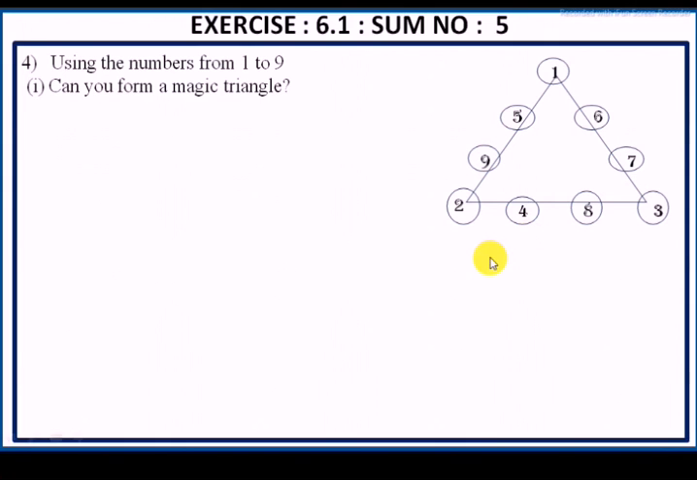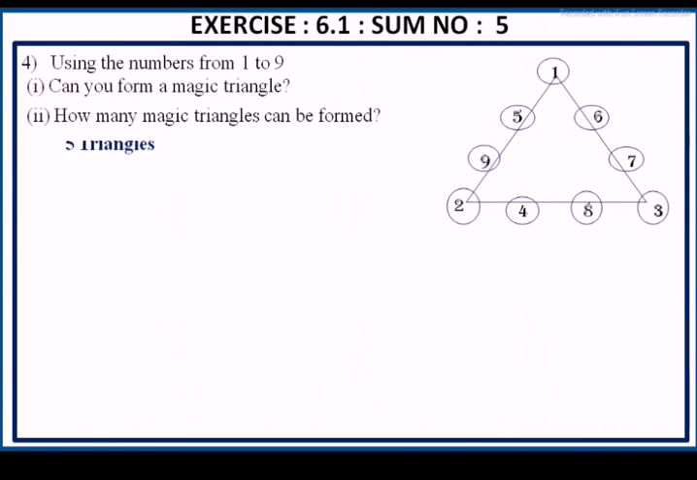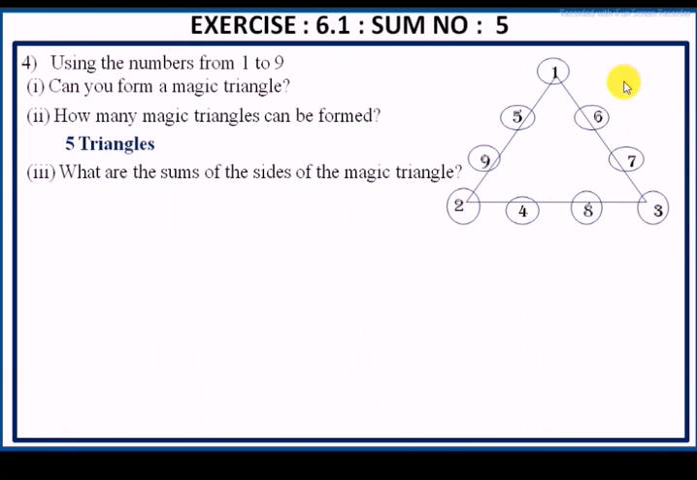The next question there is, how many magic triangles can be formed? So you can form 5 such triangles. And here in the magic triangle, when you add each side, you get the answer to be the same. So you can have 5 different ways. And the third question there is, what are the sums of the sides of the magic triangle? So for the given sum, when you add, you get 17. So for the other 5 possible triangles, you get 19, 20, 21, and 23. So here for this sum, you add up everything, you get 17.